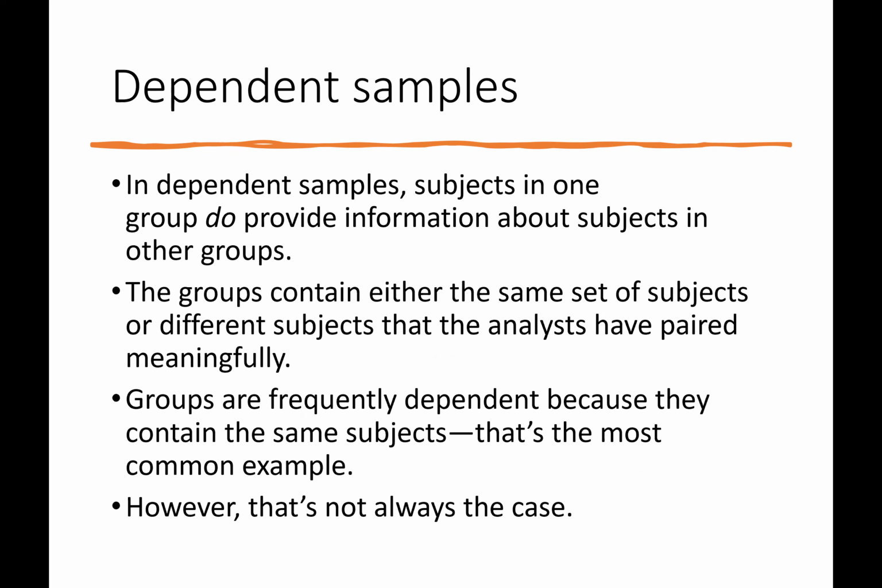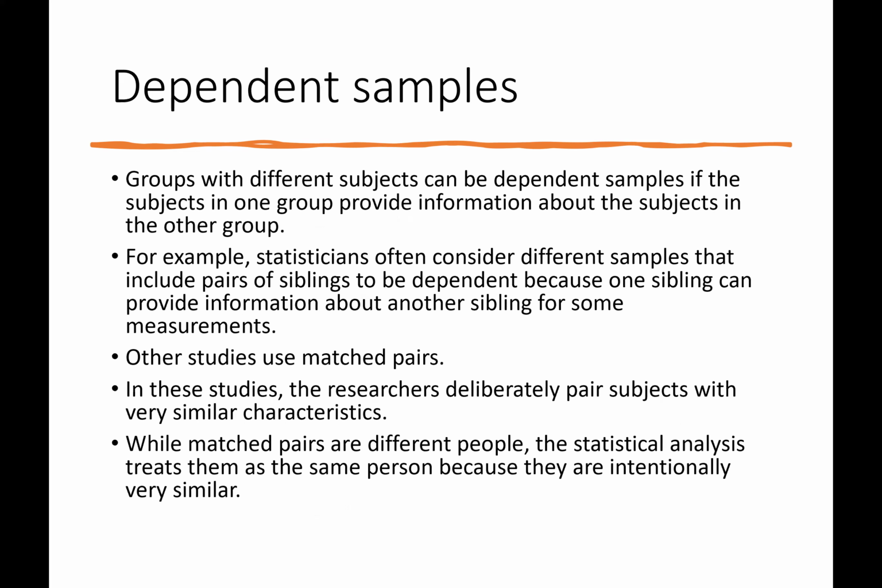In dependent samples, subjects in one group do provide information about subjects in other groups. The groups contain either the same set of subjects or different subjects that the analysts have paired meaningfully. Groups are frequently dependent because they contain the same subjects. That's the most common example. However, it's not always the case.